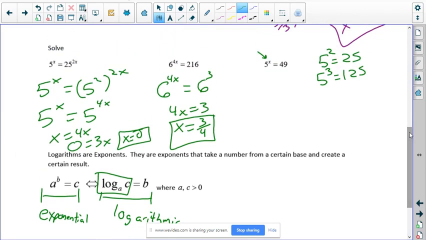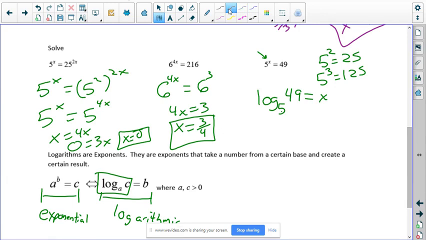So here I can write this as log. I'm going to keep the same base. The base is 5, of 49. That's what x is. X is the exponent that it takes to go from a base of 5 to become 49. This log means an exponent.